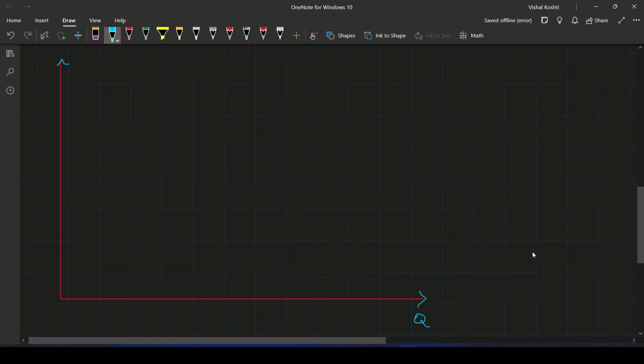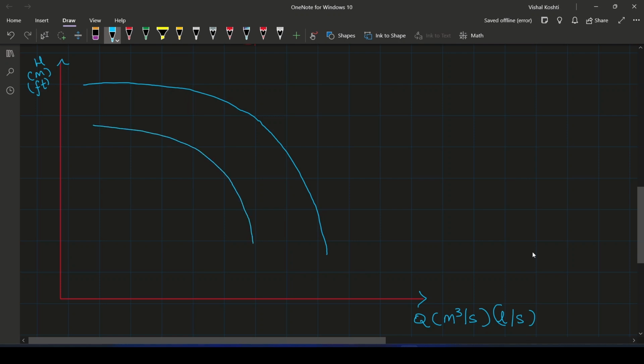On x, we'll be having Q, that is meters per second, or it may be in liters per second, or it may be in gallons per second. And on the y-axis, we'll be having the head. It may be in terms of feet or in terms of meters. Okay, and now let us draw. See, this will be the head versus the discharge curve. And we'll draw one more head versus discharge curve.